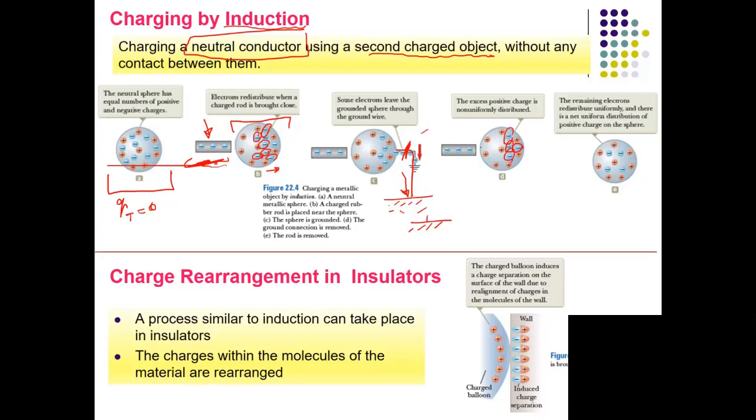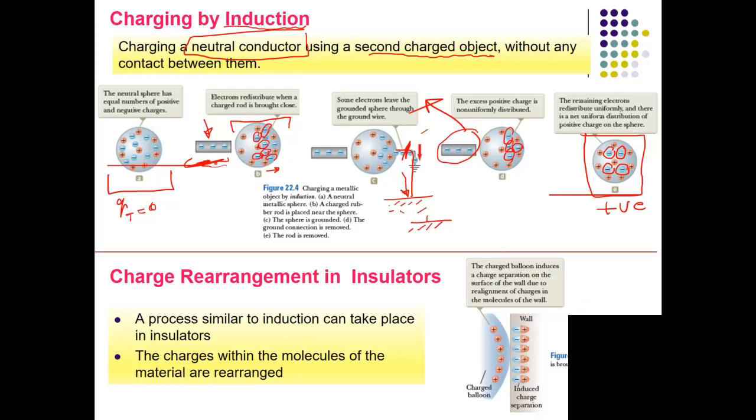Okay, so the next step is, if you remove the rod completely, you just remove it. You end up with the charge redistributed across the sphere. And now you have a charged object which is positive because it has fewer negative charges compared to the number of positives. So now you have a positive charge. Okay. The question is, is it possible to do this process for an insulator?